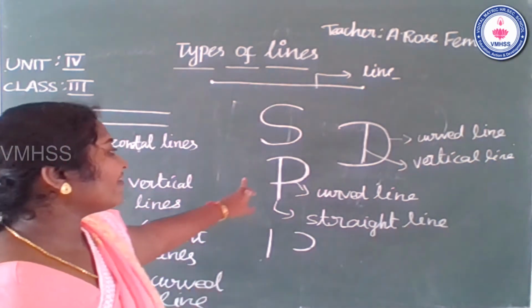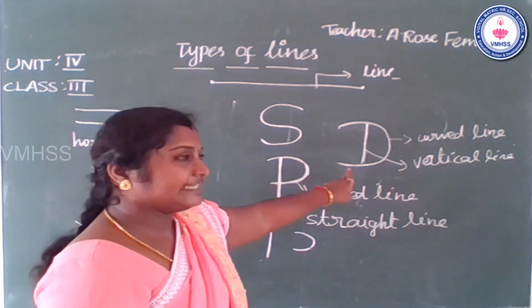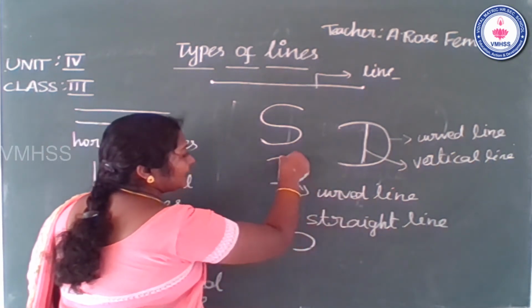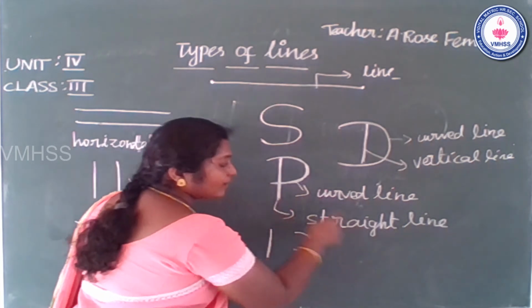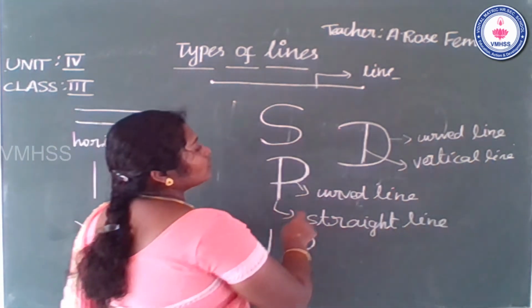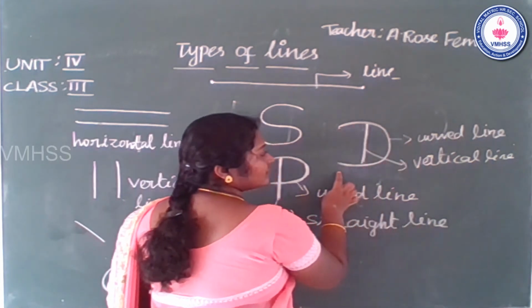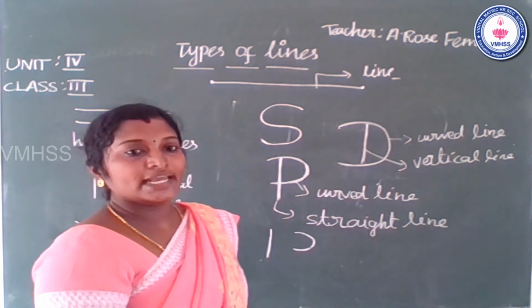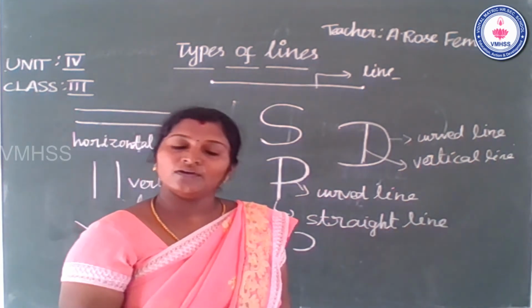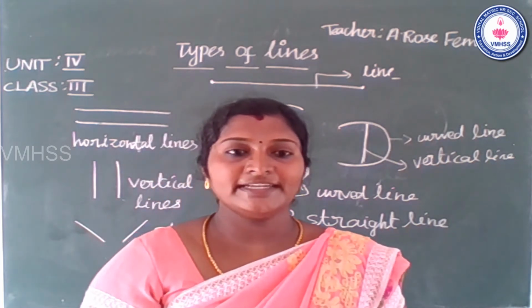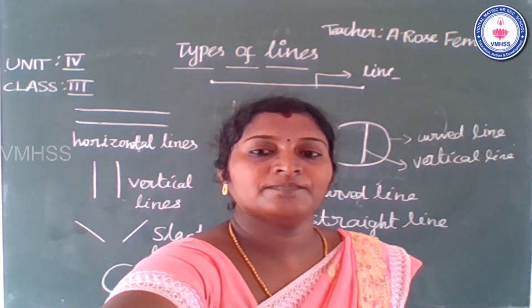Some examples are the letters P and D. This one is the curved line and this line is a straight line or vertical line. It's a straight line. Do you understand? Yes. Okay my dear students, see the next slide.